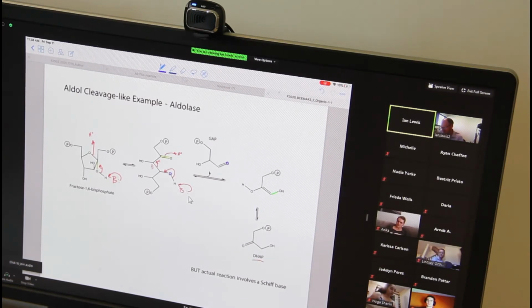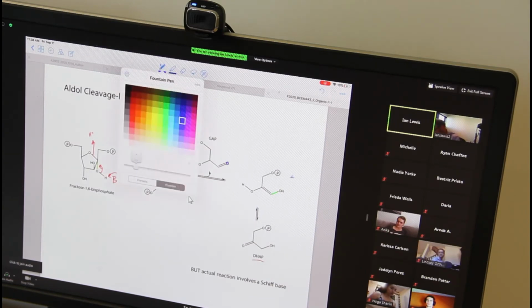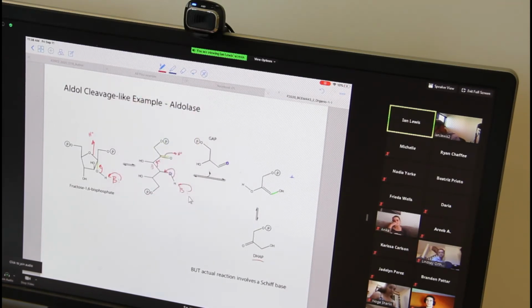So then how do we move along? How do we get from this weird intermediate right here to dihap? Well, the way we do that is a base abstracts the proton again, just like so. That guy resonates to there. That guy picks up a proton. And you end up with dihap. Does that make sense, everyone? Aldolase. Cool, huh?